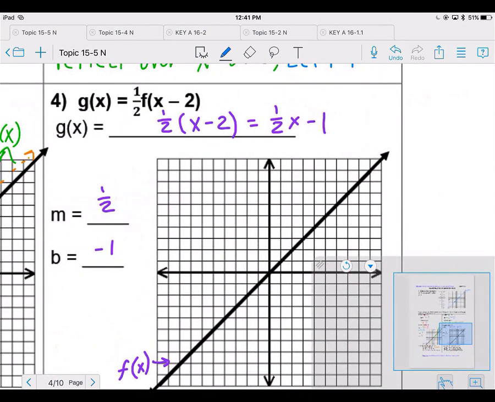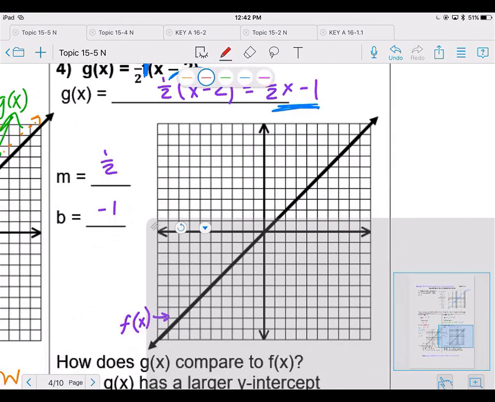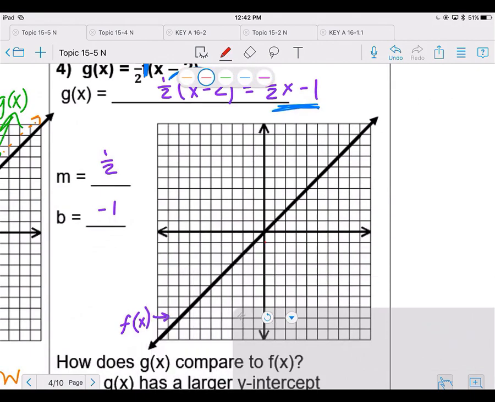So problem 4, we replace f of x with just x, so we basically just get rid of it. And then to find our m and our b, we distribute, so 1/2 times x, 1/2 times -2. So we're now looking at this formula. So I start at b is -1, and then I go up 1, right 2 for my slope of 1/2. Up 1, right 2, up 1, right 2. So this is g of x.